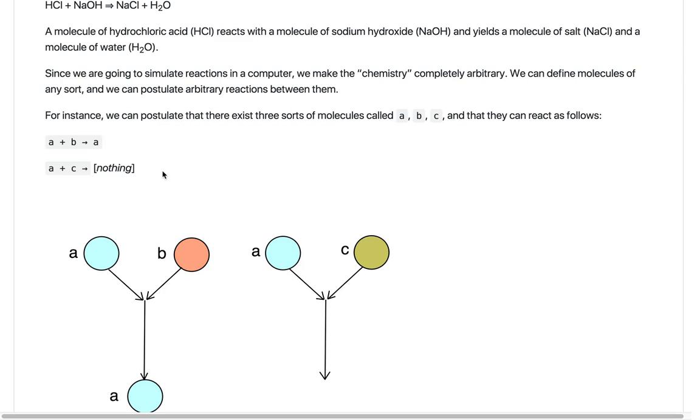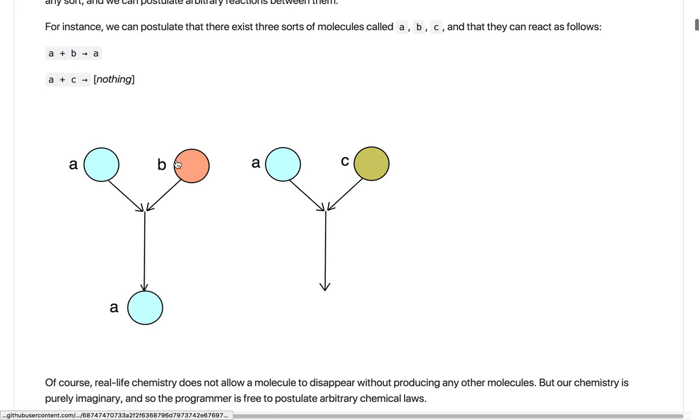But we're going to use these molecules and reactions in a virtual simulation, and so the simulator can certainly support these reactions. It's just going to simulate that A and B disappear and then A appears. So this is how we could visualize these reactions. The molecules A and B come together, they disappear, and then the molecule A appears. Or molecules A and C come together, then they disappear, and then nothing more is created.